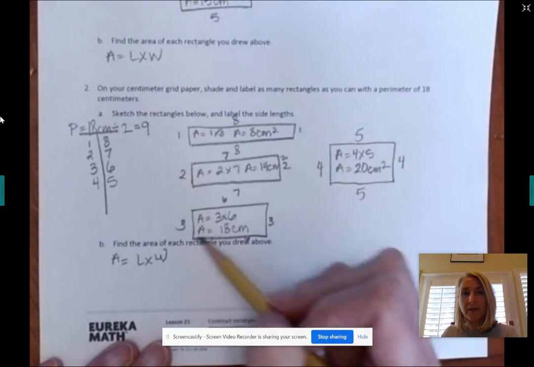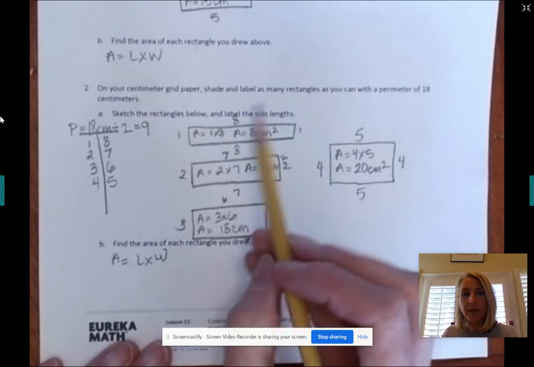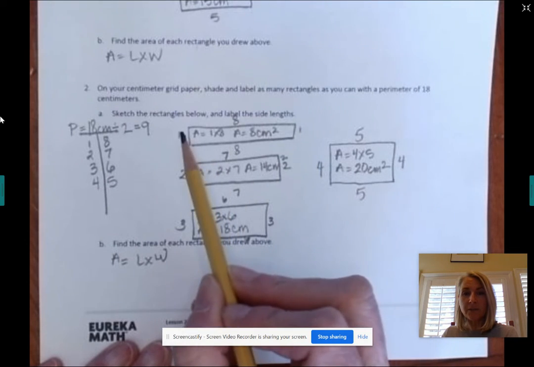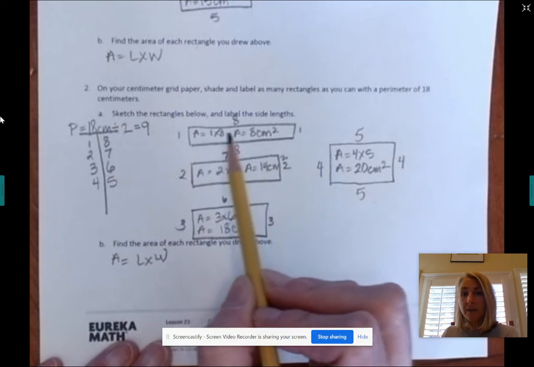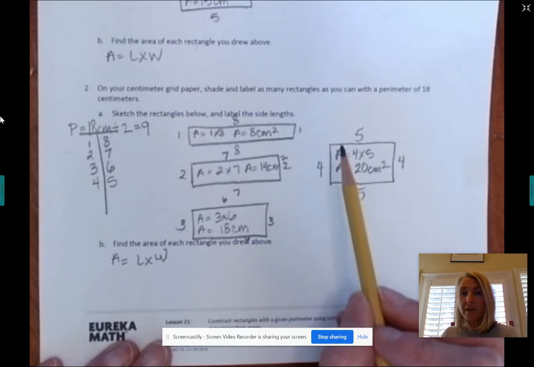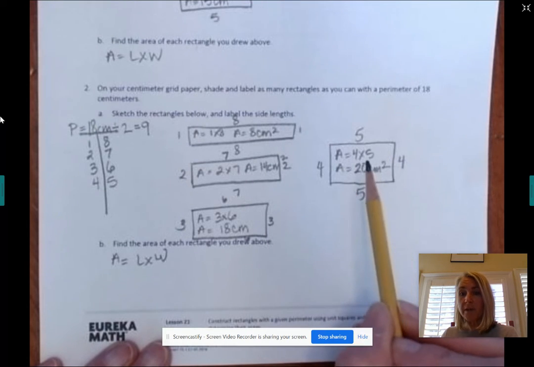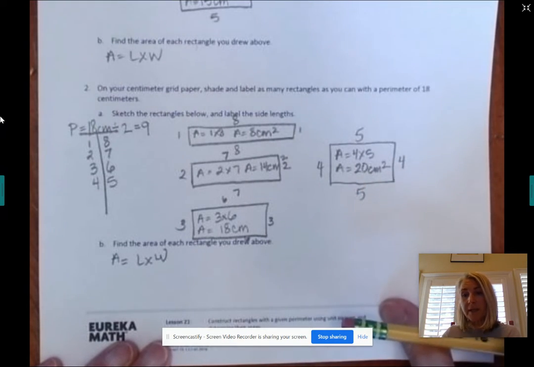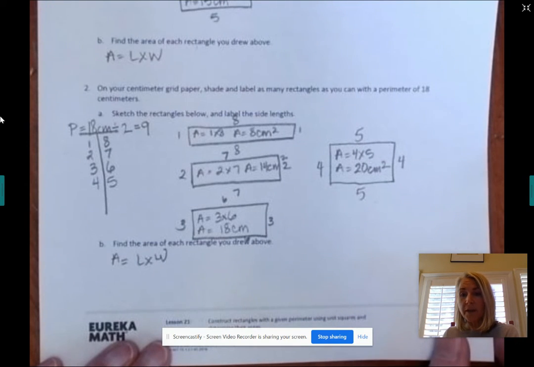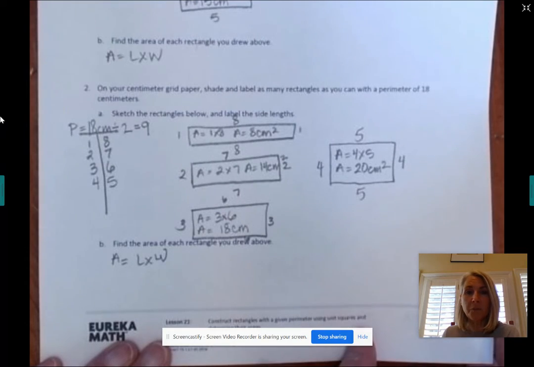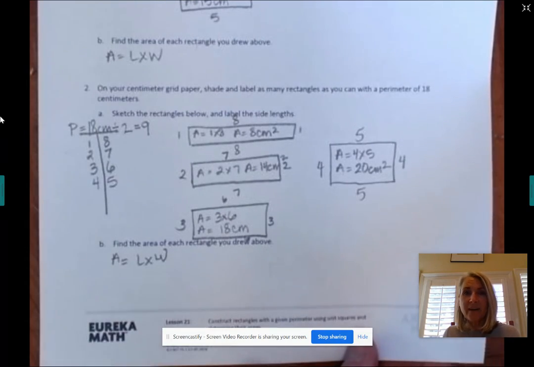I want you to think about that a little bit though. Our long skinny figures have a smaller area than our figures that are more square. And that will be something that we will find will hold as a mathematical pattern for us as we explore perimeter and area.